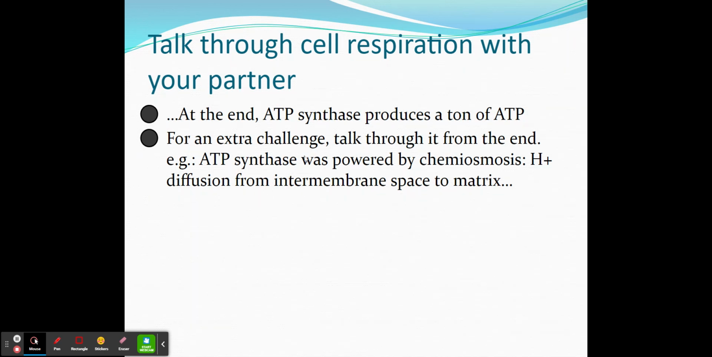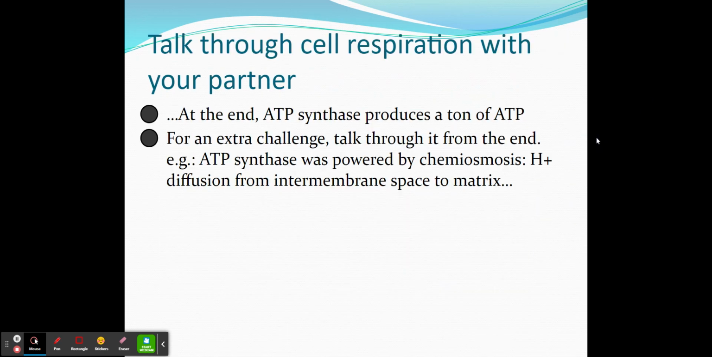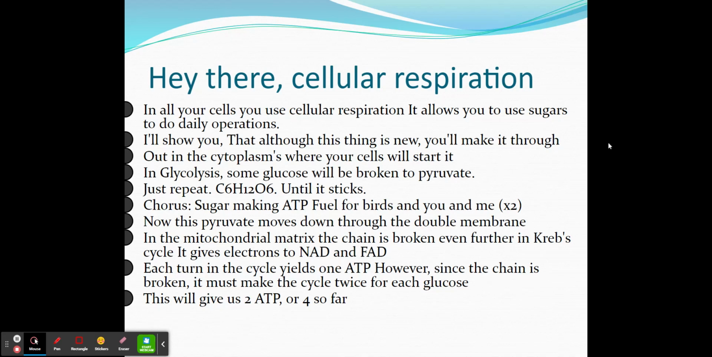Okay? A nice little way to review this that I like to do is to talk through this table, but in reverse order. So you can be like, okay, the whole purpose of cell respiration is to make a lot of ATP. Where did it come from? It came from an H plus gradient. Where did the H plus gradient come from? It came from oxidizing the NADH. Well, where did the NADH come from? It came from oxidizing sugars.